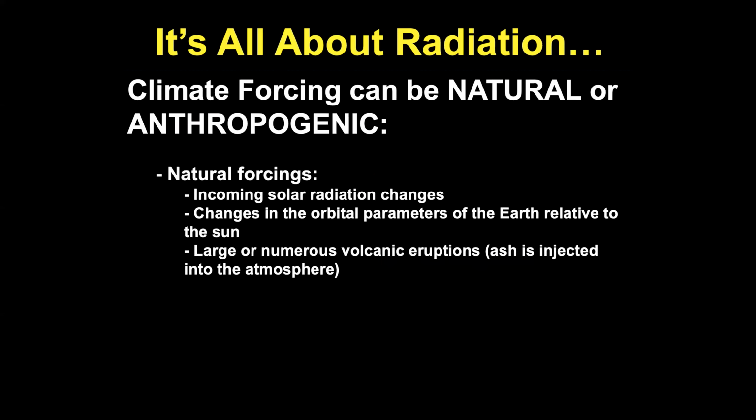Climate forcing agents can be natural and they can be anthropogenic. Again, this is a term you should know. Anthro means human, and genic basically means caused. So anthropogenic means human caused, as opposed to natural. Natural forcings include the sun without any human intervention, changes in the parameters of the Earth revolving about the sun, and large or numerous volcanic eruptions, meaning you inject a lot of ash into the atmosphere.